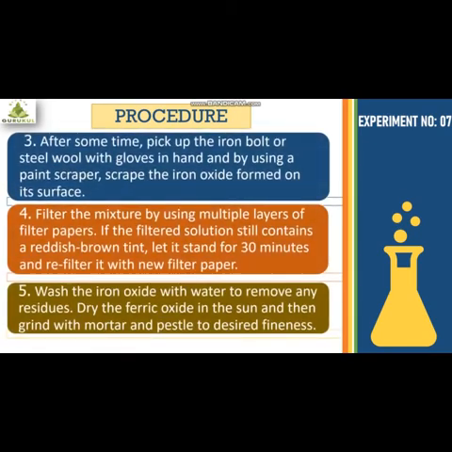Let us understand step number 3. What will happen after some time? After some time, I'm going to pick the iron bolt with the help of the gloves. Again, I'm going to have hand gloves in my hand all the time while doing this experiment. And then I'm going to use a paint scraper. I'm going to scrape the iron oxide formed on its surface. So with the help of the gloves in hand, I'm going to use a paint scraper, scrape it, remove it, the iron oxide which is formed on the surface of this iron bolt.